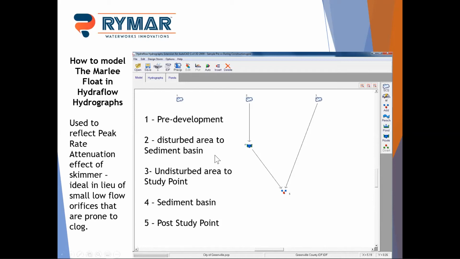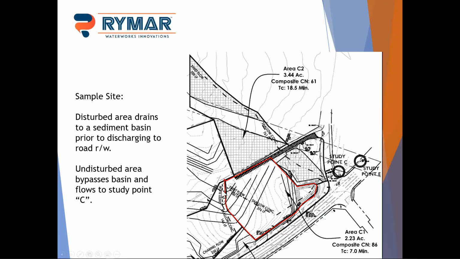And so we're going to go through a specific site we did in the city of Greenville. Now, in this case, the city was requiring quantity control during construction. So it's a little bit different basin design than just worrying about sediment control. So this area was a little over 5 acres, had about 3.4 remaining undisturbed, and about 2.2 that were all draining to this study point, coming down through this site.